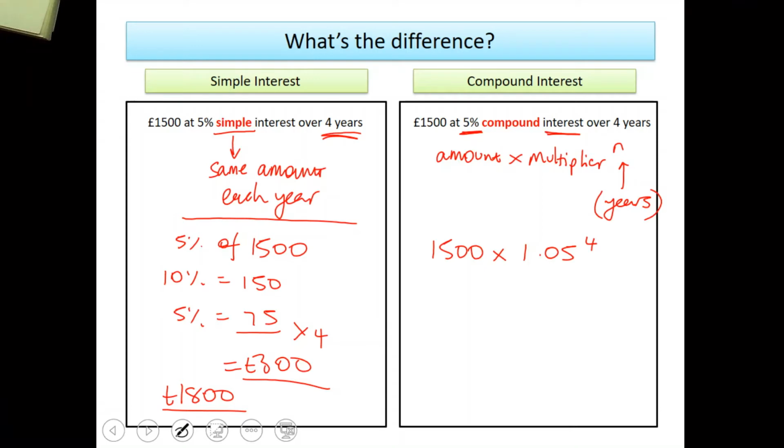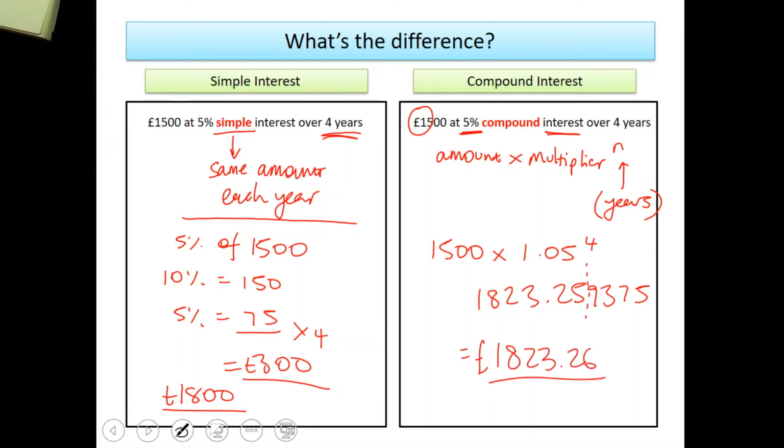So when I put that in my calculator, 1,500 times 1.05 to the power of 4, it gives me an answer of 1823.259375. And immediately you should have alarm bells ringing, because it's a money question. We're talking about real life units here, so I can't have all those decimal places. Money, I want pounds and pence, which is 2 decimal places. So my final answer will be, with a pound sign, £1,823.26. That is how much money I have at the end. Or if the question said work out the interest, it's £323.26. Okay, that's how much extra I earned.